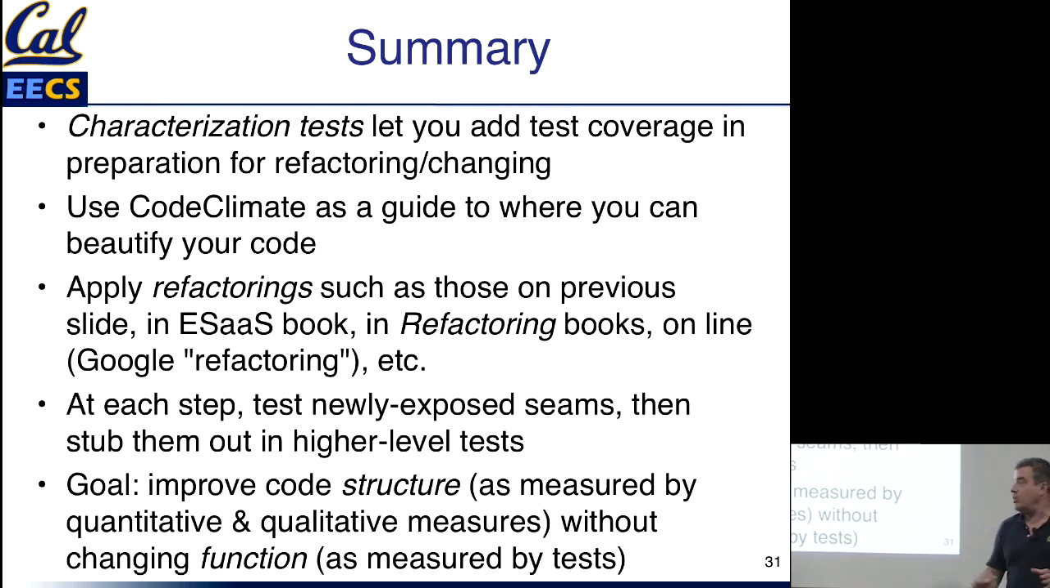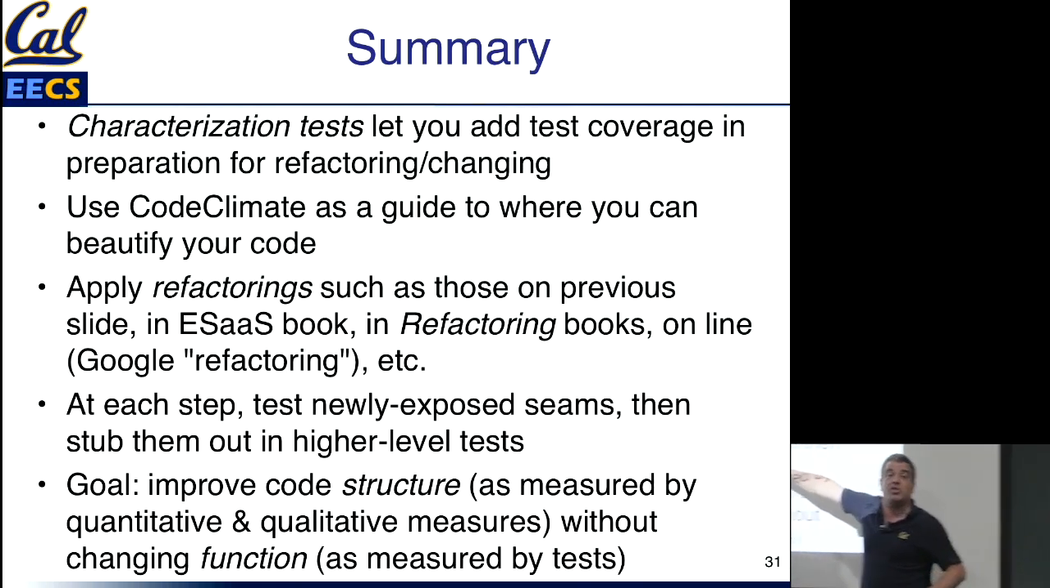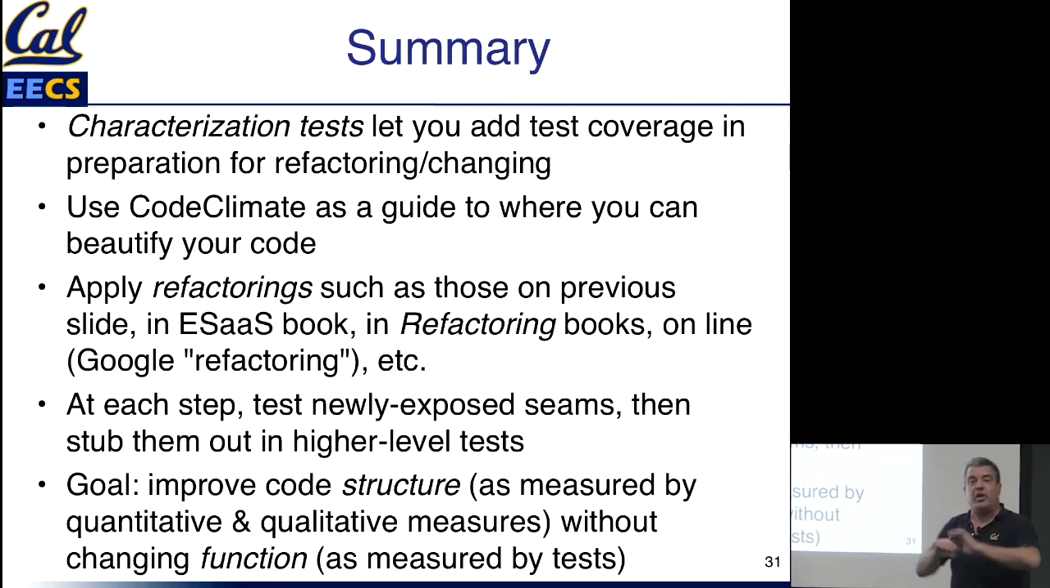At each step, what have we done? When you extract a method, you have exposed a seam. You have exposed a place where you can separately test or modify by stubbing out the behavior of the app without further changing the source code. So part of the goal here is now you can test at those newly exposed seams, and you can test pieces in isolation. And then in the higher level test, you can stub those out. So again, you're separating the behavior of what's under test from all the things that it relies on.